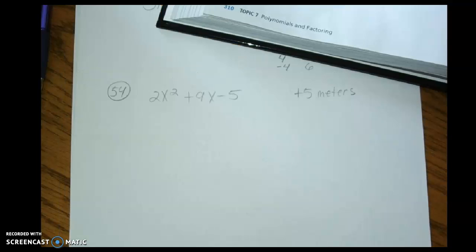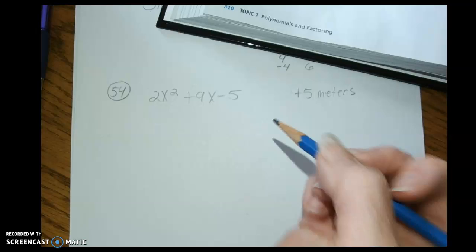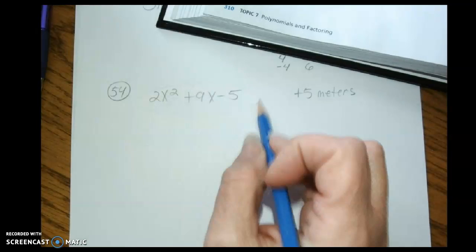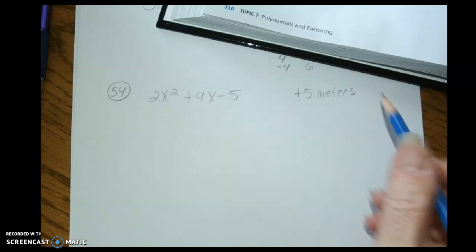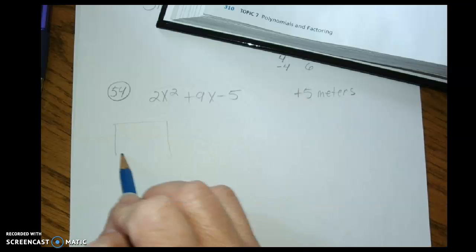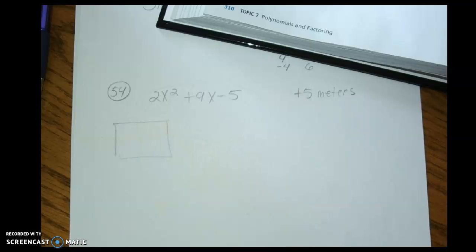All right, I'm trying to get 54 in here. This talks about a parking lot. This is the area of the parking lot. And so they want to know the dimensions of the parking lot. And once they find those dimensions, they're going to increase it by 5 more meters. Think about your parking lot. If it's a rectangle, this side times that side is equal to the area, which is this.